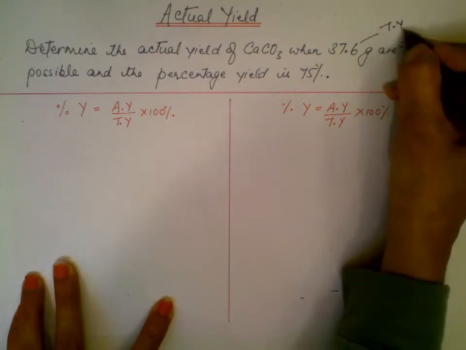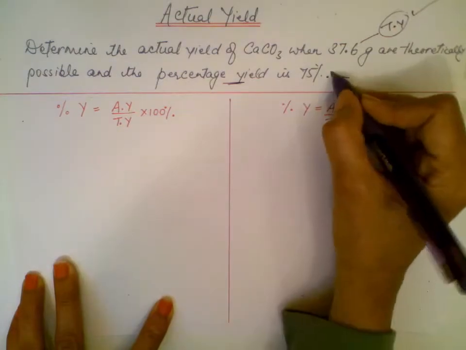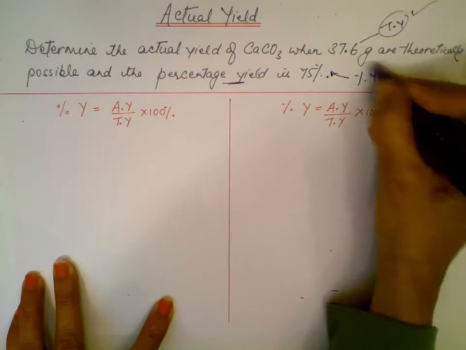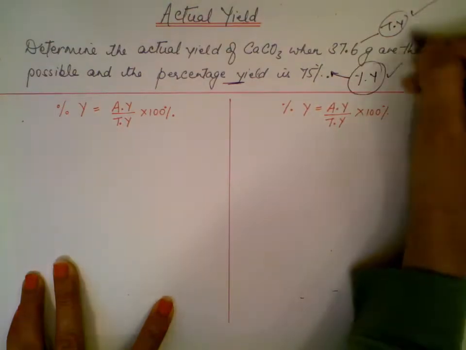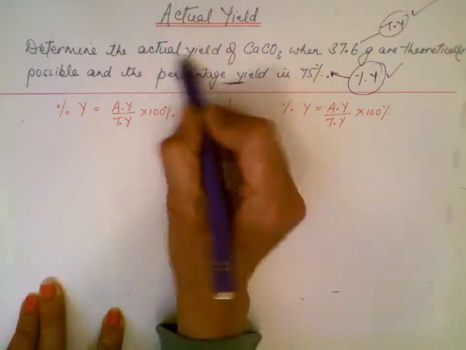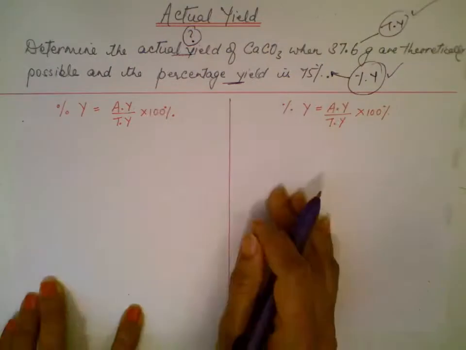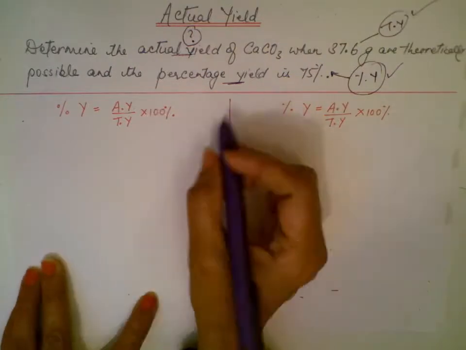This is the theoretical yield. This is given, okay? And this is the percentage yield, which is given. So percentage yield is given, theoretical yield is given, and what you need to find is actual yield. Actual yield is the one that I'm putting the question mark. So there are two ways to solve this problem.